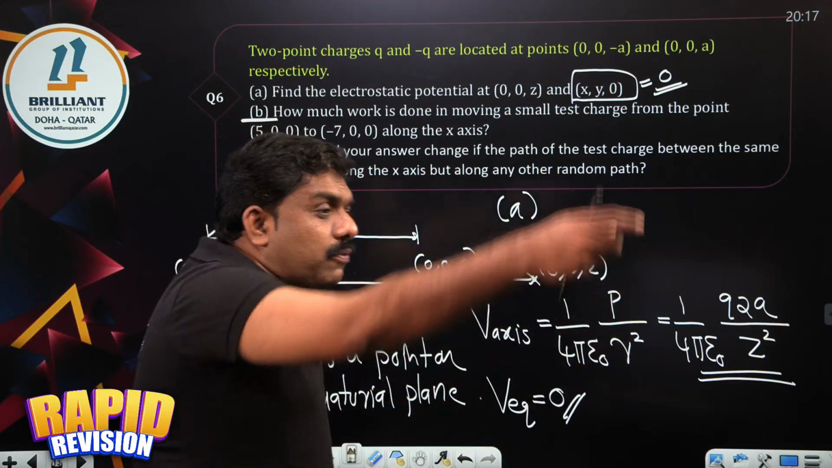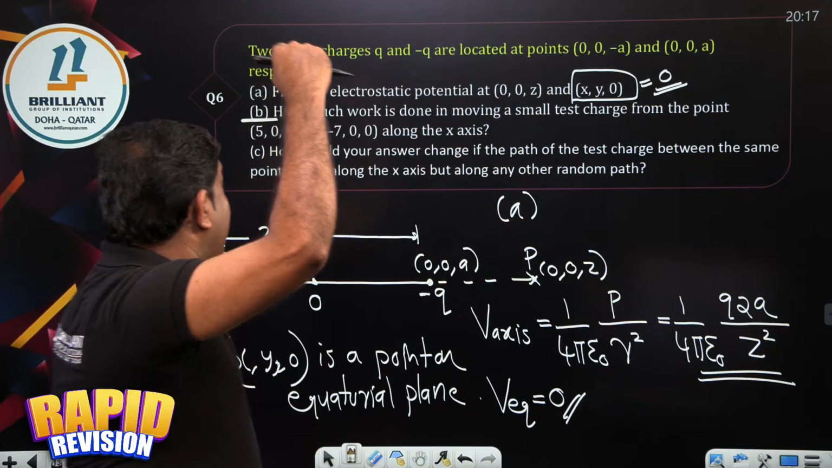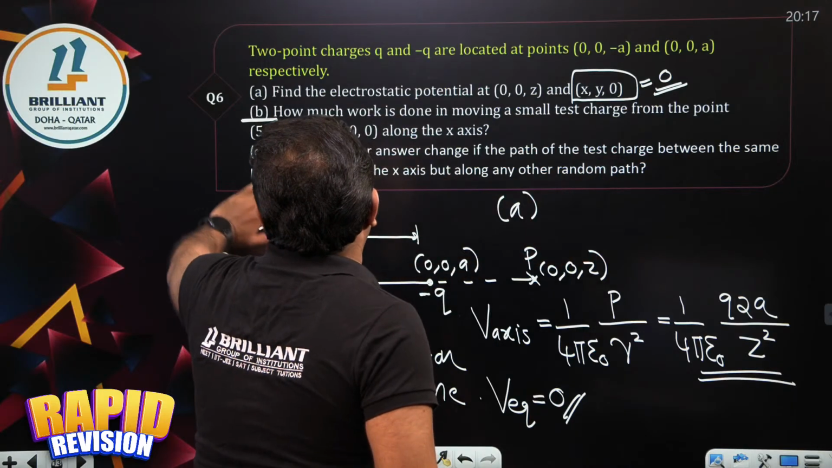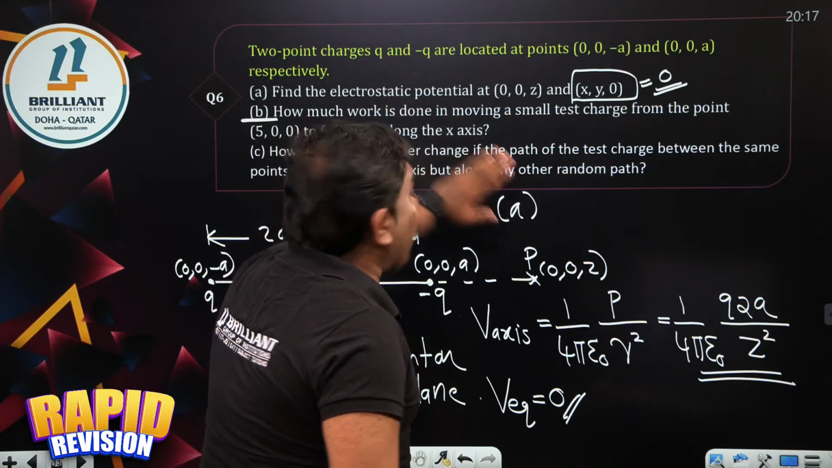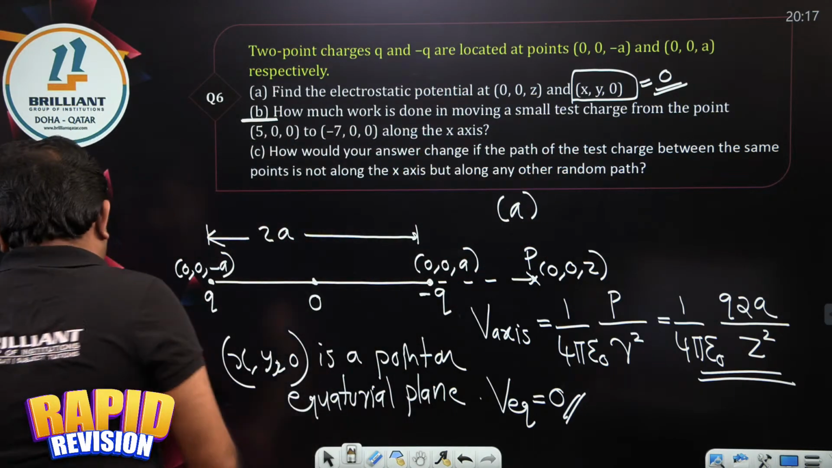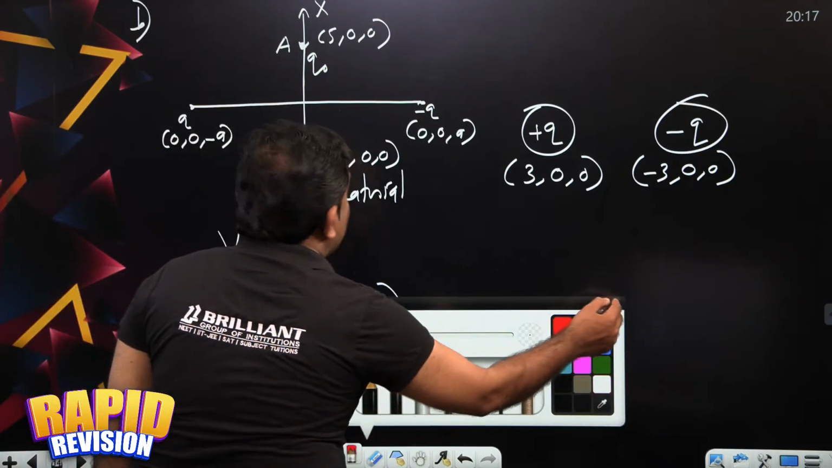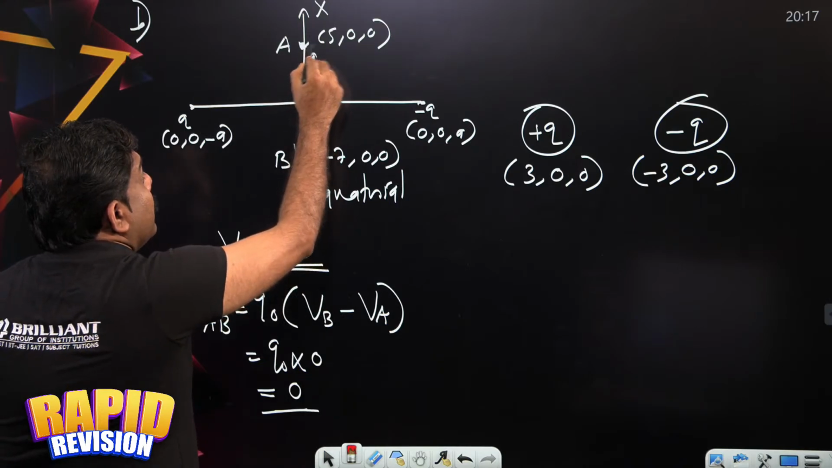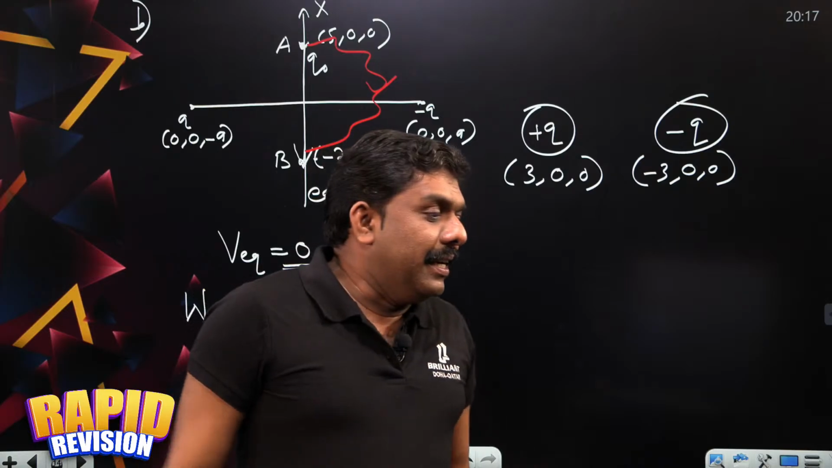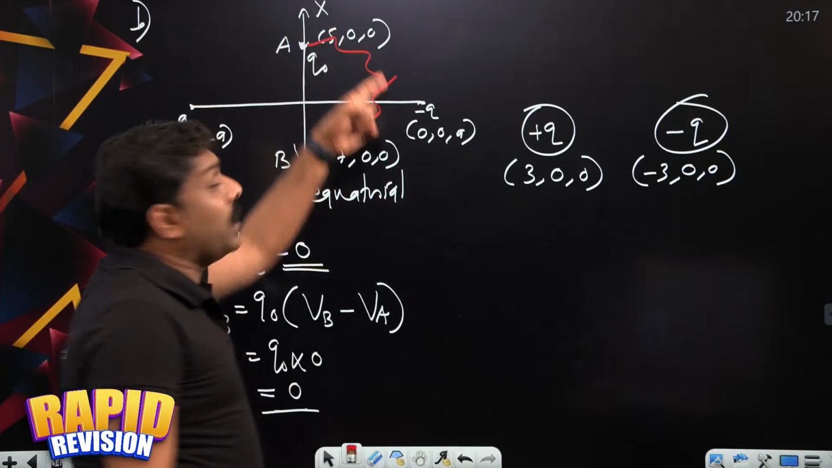I think all students in the chat box, please give me the answer and give the confidence. How would your answer change if the path of the test charge between the same points is not along the x-axis but along any other random path? So what's the point here? Look, we can say that instead of this straight path from A to B, suppose a path like this is taken, how will it change? Yes, right, Dhruvil, the right answer you said, it will not change.